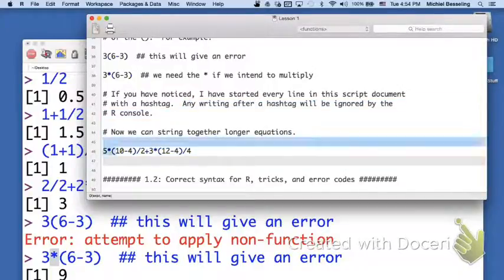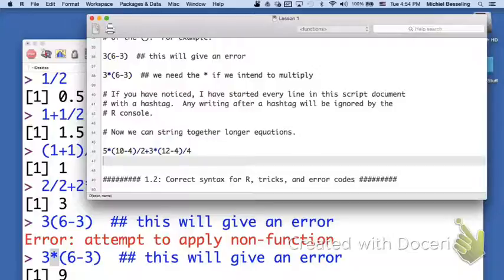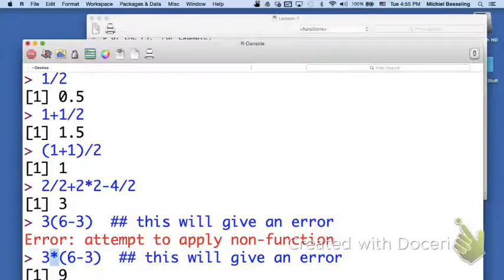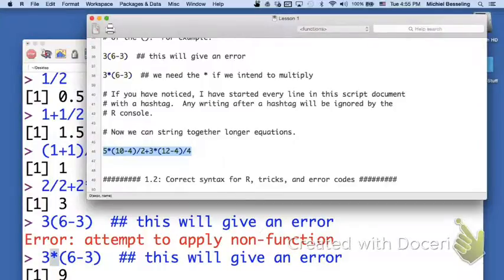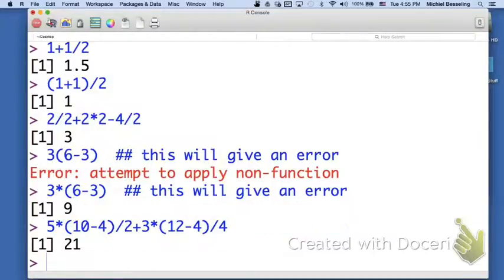This is the last example from this first problem set. Let's see if we can try this particular problem. We're doing 5 times 10 minus 4 divided by 2 plus 3 times 12 minus 4 divided by 4. Sounds like an algebra teacher's best friend here. We could just copy and paste everything here, and if everything worked right, it's going to give us the answer, 21, and we could confirm that.